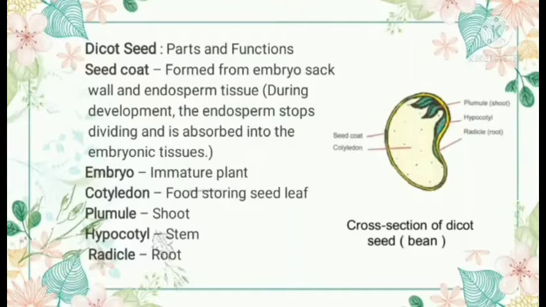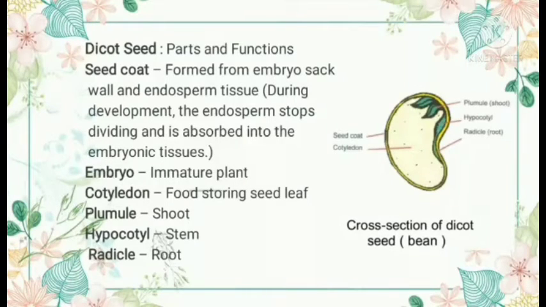Dicot seed. Dicot seed parts and functions: the seed coat is formed from the embryo sac wall. Endosperm tissue stops dividing during development and is absorbed into the embryonic tissue. While the embryo is an immature plant, the cotyledon is the food-storing seed leaf, the plumule is the shoot, the hypocotyl is the stem, and the radicle is the root.